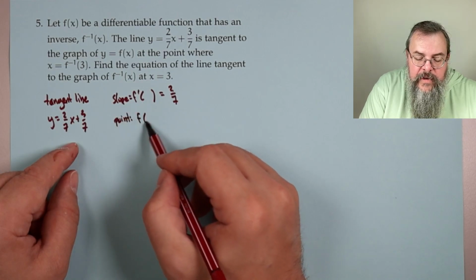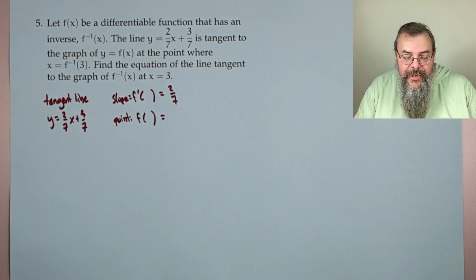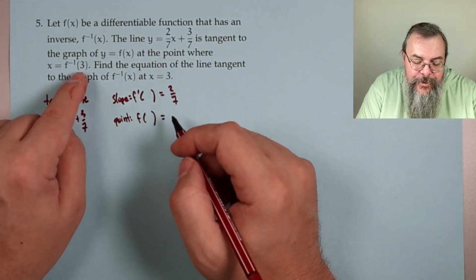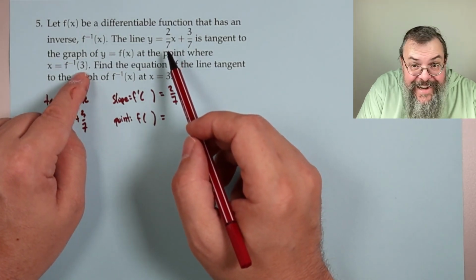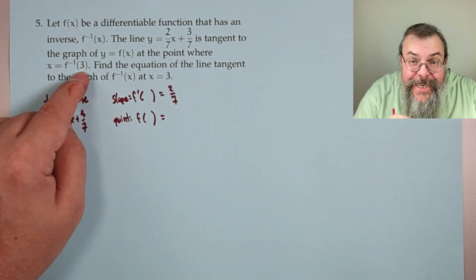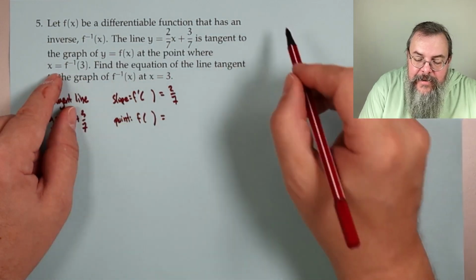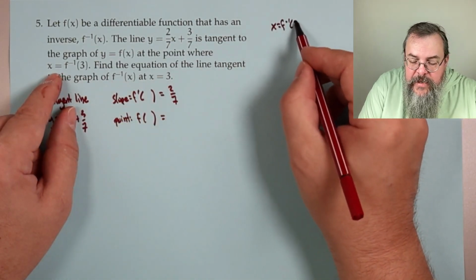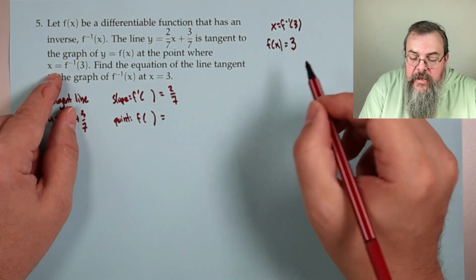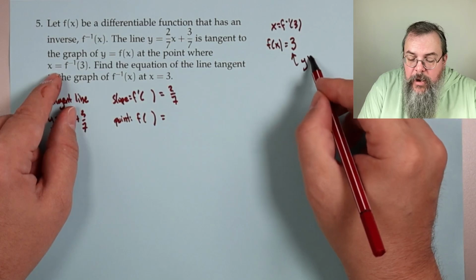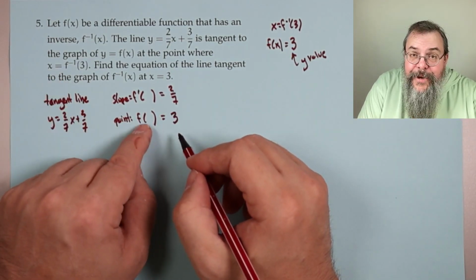well, that says f of something equals something. Now, the tempting thing is to say, oh, 3, right? So we're doing our tangent line at x equals 3. It's not. They're being tricky. Notice here, let's parse this. x is equal to f inverse of 3. So f of x equals 3. So this part right here, this is your y value. So what's our x value?